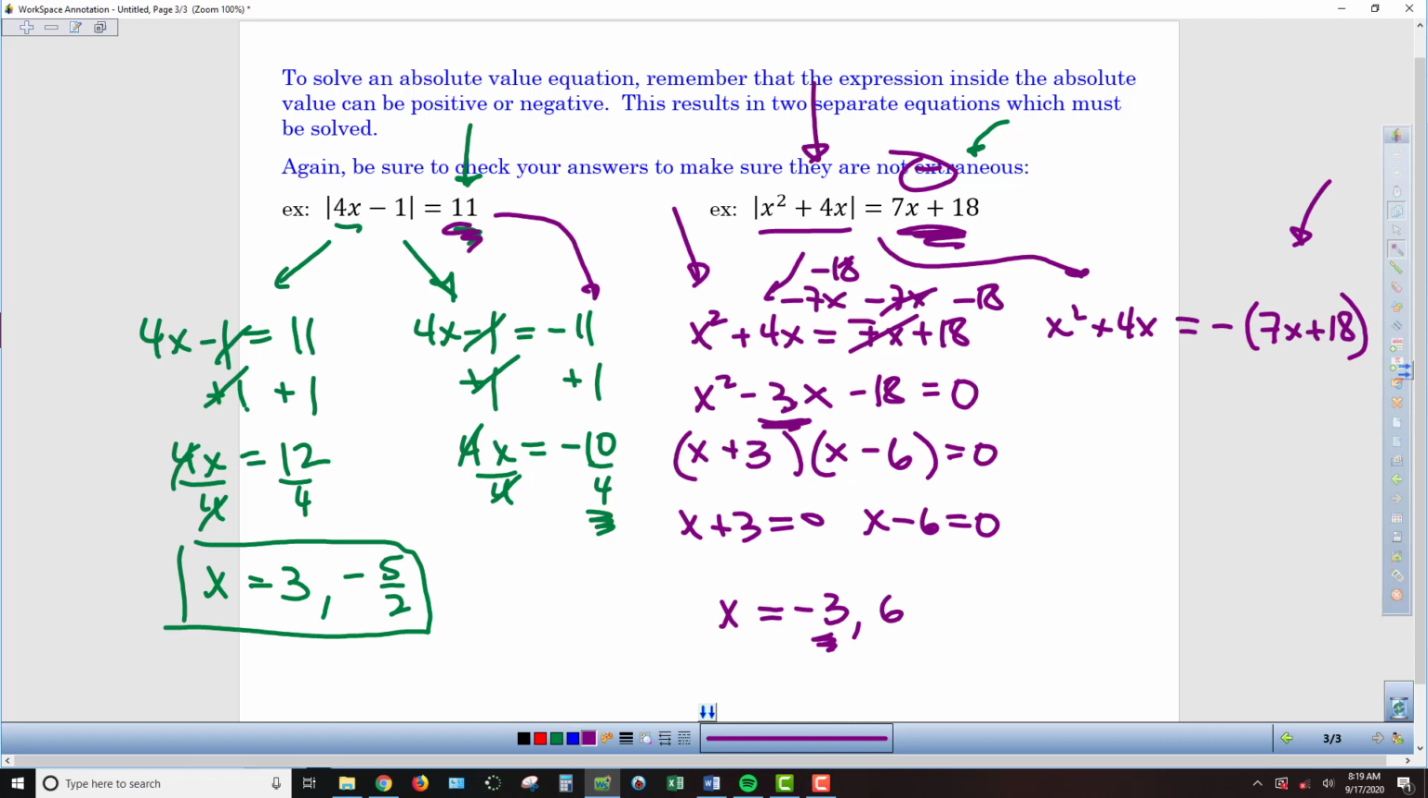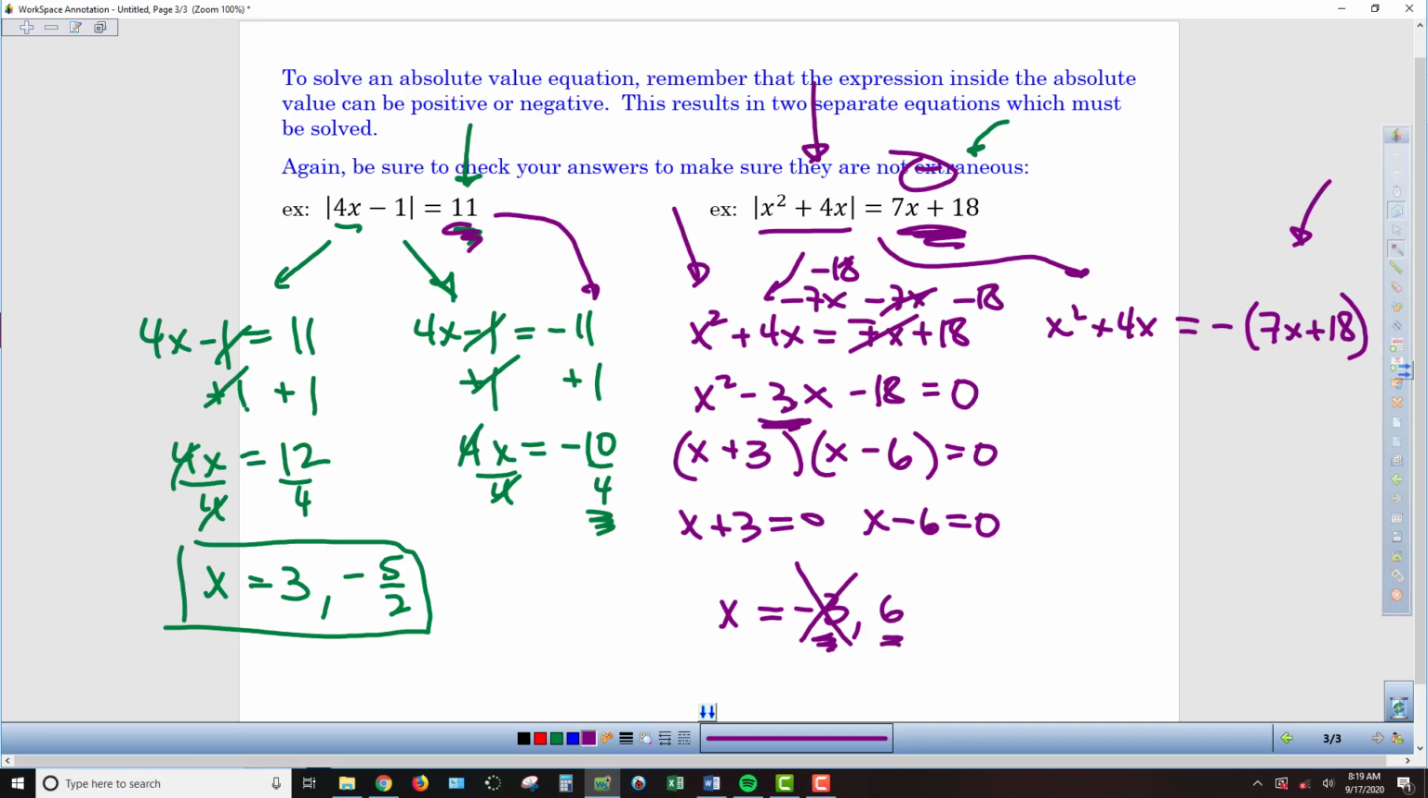And when I plug in negative 3 onto that side, 7 times negative 3 is negative 21, plus 18 means I get a negative 3, but an absolute value can't equal a negative. So that's the quick indication that that answer is going to get tossed aside. The 6, however, is going to be just fine. I'm going to get 36 plus 24 when I plug in 6 on the left. So we're going to get 60, and I'm going to get the same result. 7 times 6 is 42, plus 18 is 60. So far, 6 is good.